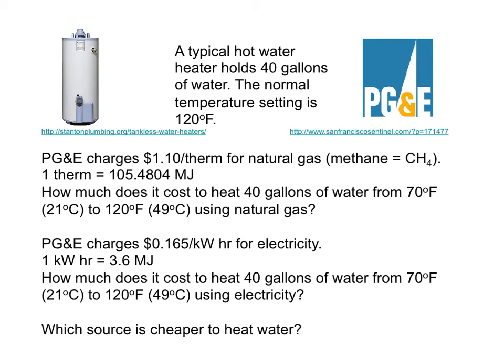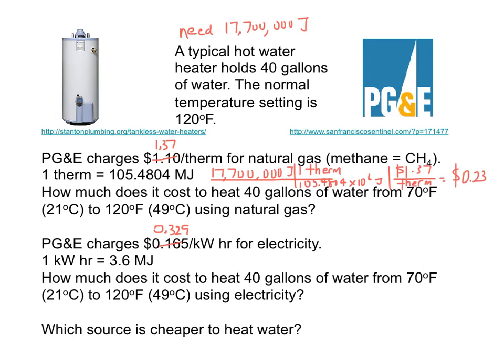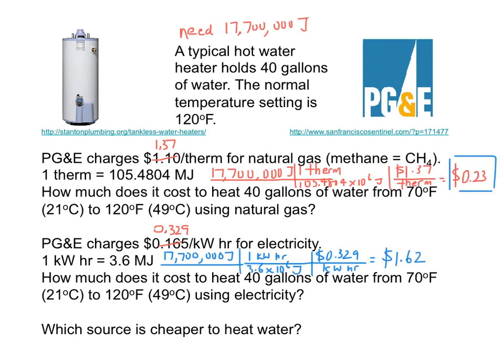Here is the price the utility company charges customers for gas and electricity. So stop the video and practice these conversions to figure out how much it costs to heat up water in your hot water heater. And the answers are, so natural gas is cheaper than electricity. Note the energy units the utility uses, therms for natural gas and kilowatt hours for electricity.